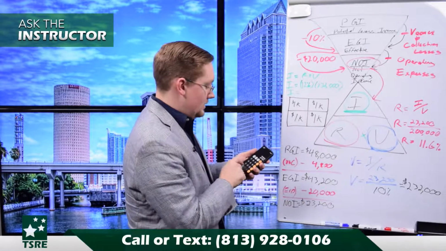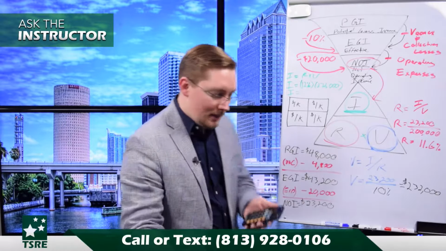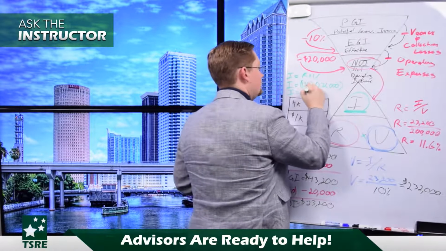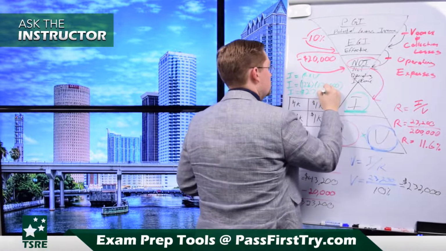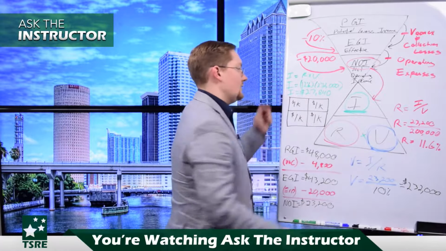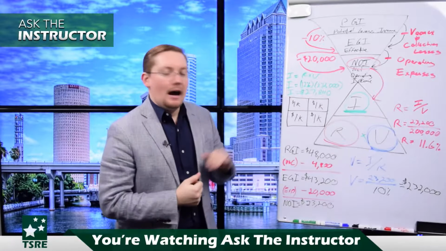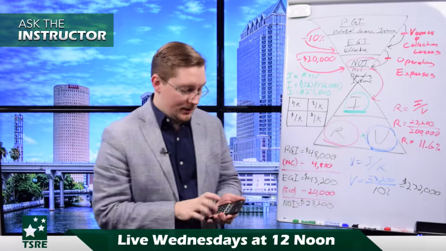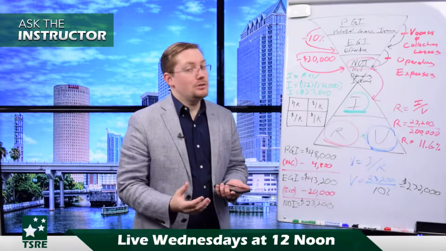So we're going to take 12%, 0.12, put that on our calculator, and multiply that by $232,000, and we end up with $27,840. So $27,840. If we could get our net operating income up to $27,840, then we're at 12% return on investment, which, that's an opportunity there.